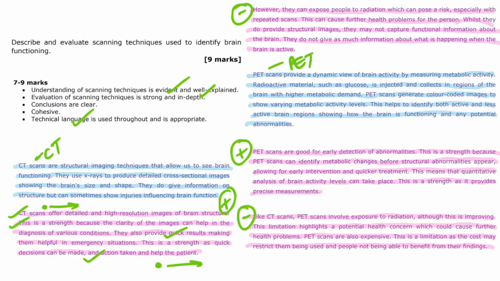The response then moves on to PET scans, providing a description of their dynamic view of brain activity and the injection of a radioactive tracer. The technical language, such as metabolic activity and radioactive material, enhances the quality of the description. The evaluation of PET scans similarly offers a balanced perspective with strengths like the early detection of abnormalities and quantitative analysis, along with limitations such as radiation exposure and cost.